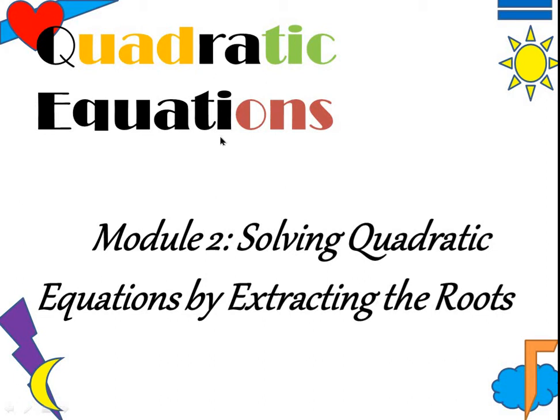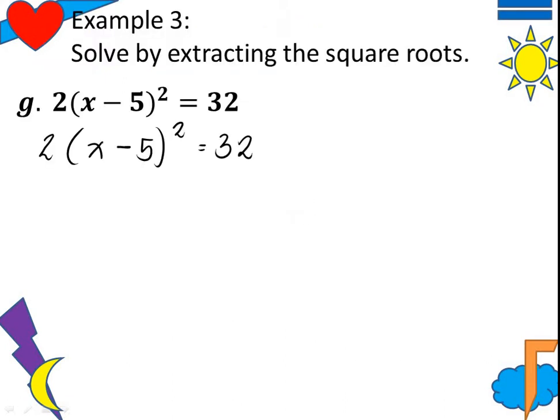Good day everyone, so today we're going to discuss Quarter 1, Module 3, Solving Quadratic Equations by Extracting the Roots. Let's have an example. Solve by extracting the square roots. So we have here 2 times the quantity of the square of x minus 5 is equal to 32. So our goal here is to find the value of x.